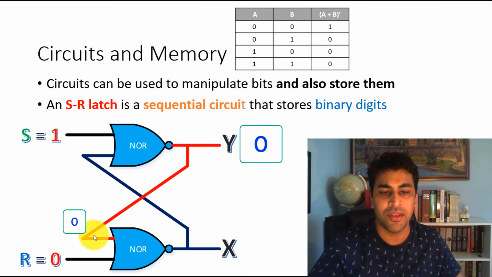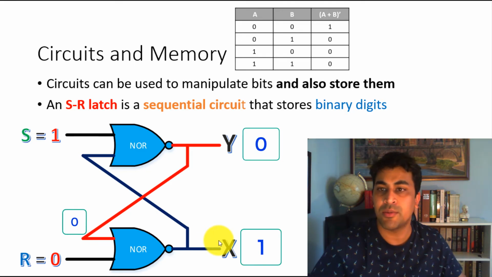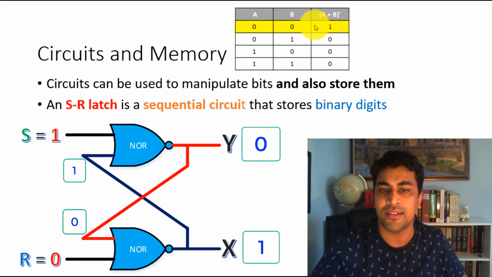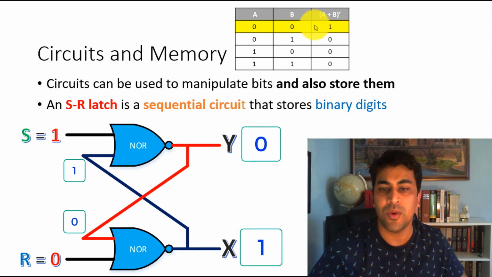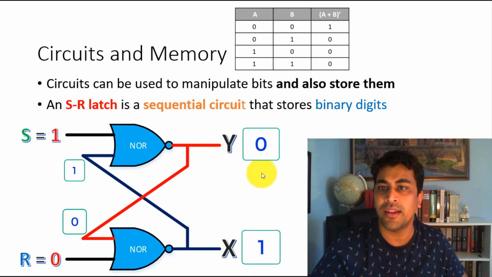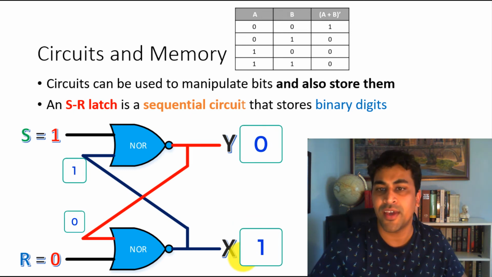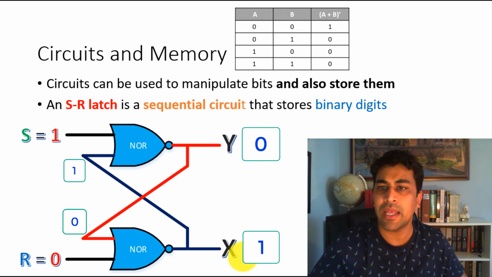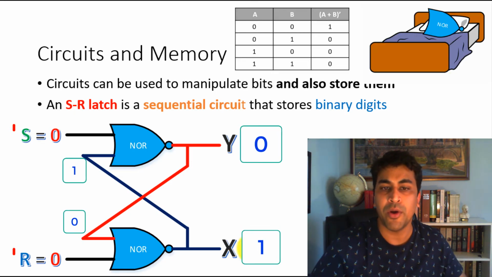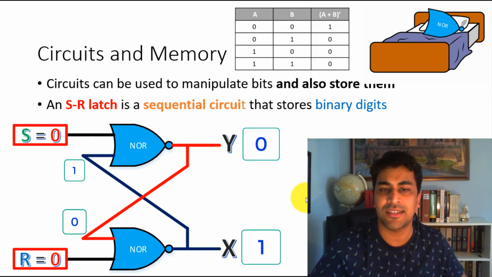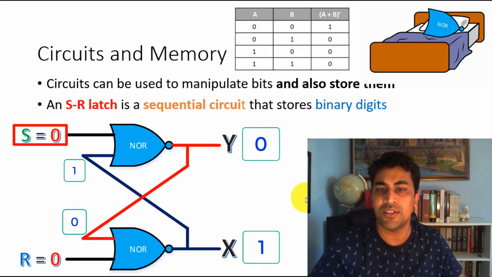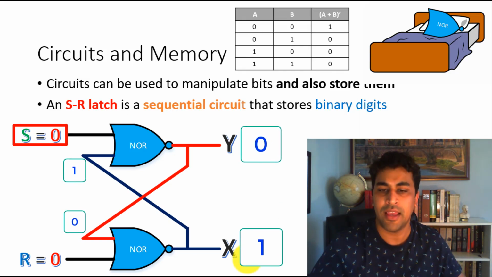If Y is 0 and R is 0, then X would be 1, as indicated in this truth table for the NOR gate. We see that if S is 1, then X is 1. So S being set to 1 allows us to store a 1 inside of X. Let's see what happens when we make S 0. When both inputs are 0, we call this the rest state of the circuit. And we notice that even if S is equal to 0, X still maintains a 1.